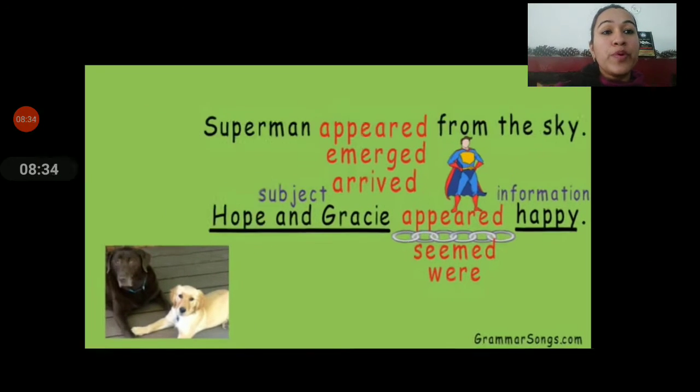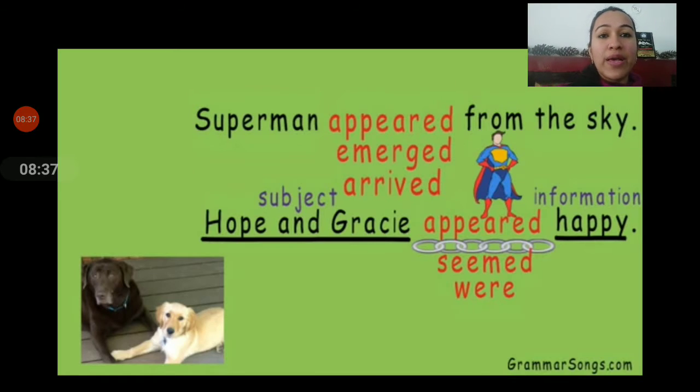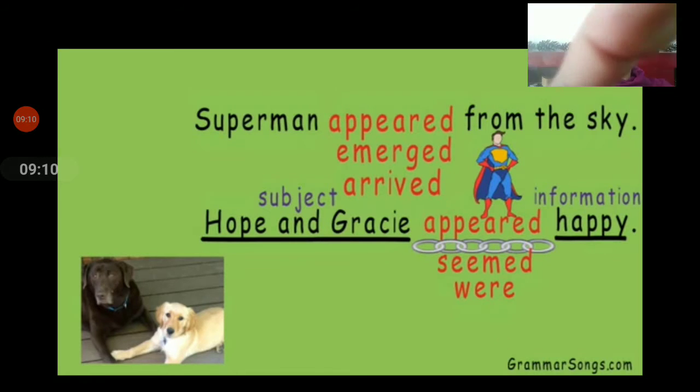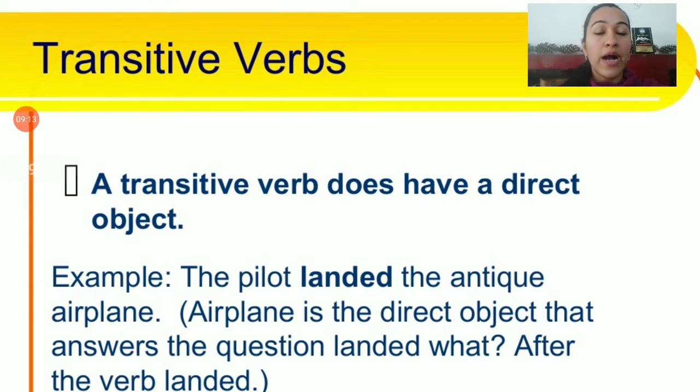Okay? Take a look at this sentence. Superman appeared from the sky. Superman is appearing in the sky. That means there is some sort of movement that is happening. Hope and Gracie appeared happy. It's their state of being, the condition that they are in. So Superman appeared, activity, so it is an action verb. Appeared happy only gives you information. It shows you the state of being, so linking verb. I hope you will never forget this and you'll be able to identify action verbs from linking verbs. I hope so far we are clear.